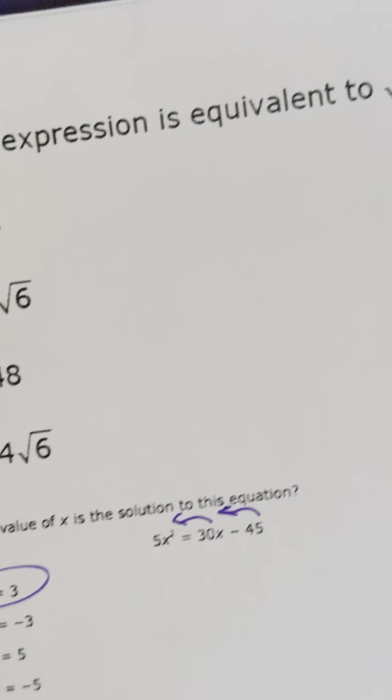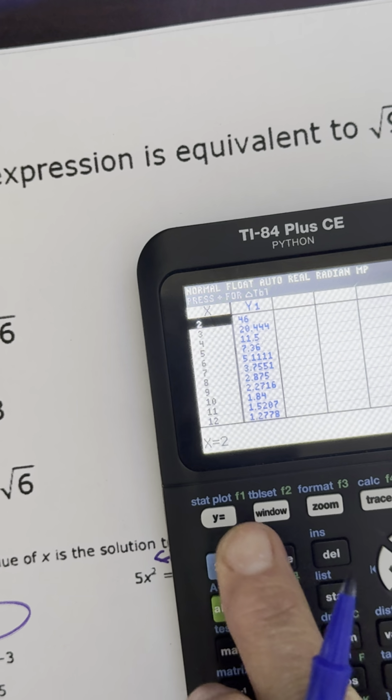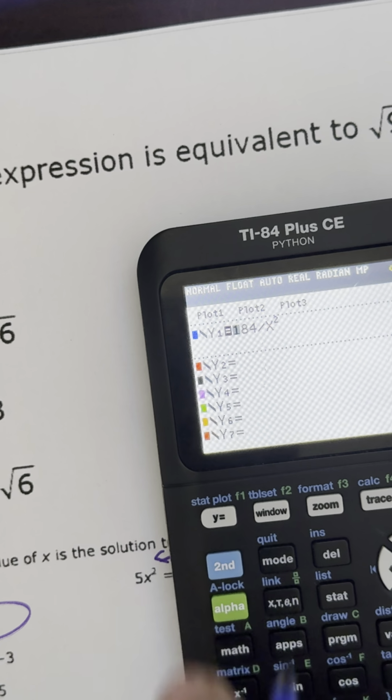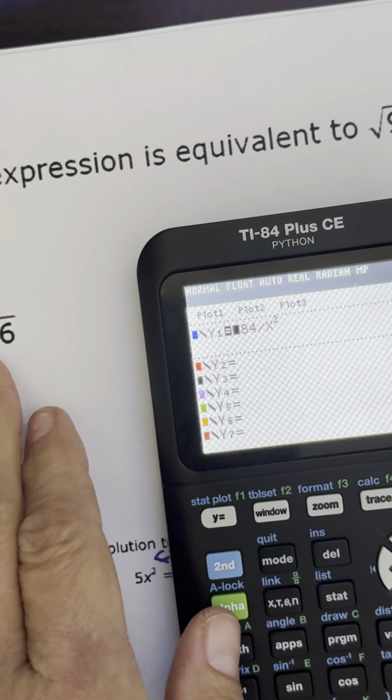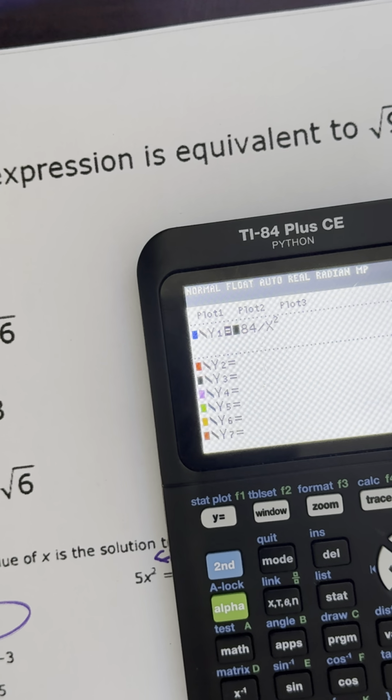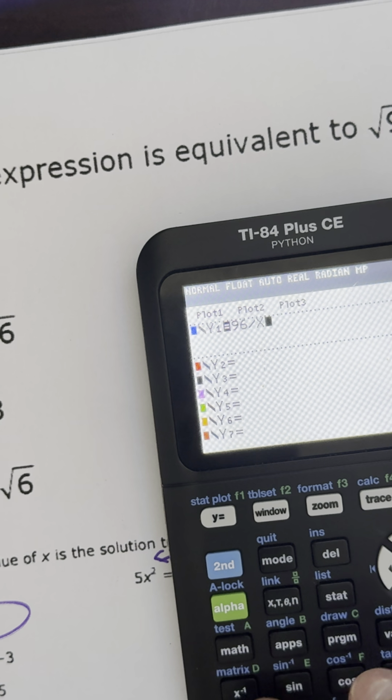Number 20. Square root of 96. So, what perfect squares are in 96? And you can also take 8 times 8 is 64. Is 64 times 6 96? No. 4 times 4 is 16. 16 times 6 is 96? Probably. So, 96 divided by x squared.